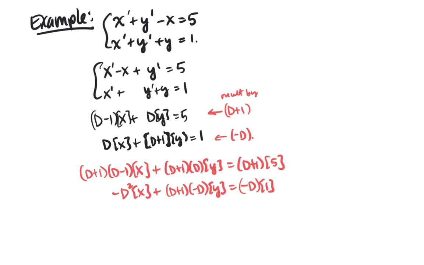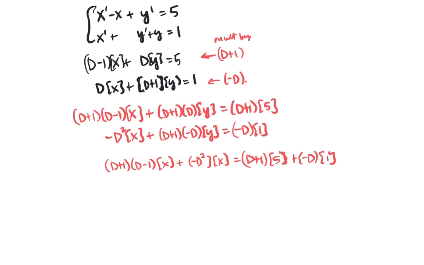So if I eliminate these guys, what I'm going to have is the y's are going to be eliminated, and the x's are going to be negative d squared x. Sorry, it's going to be d plus 1, d minus 1, x plus negative d squared x equals d plus 1 operating on 5 plus negative d operating on 1.